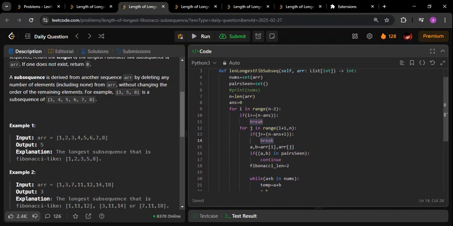But because of this much stuff, we are also increasing the space complexity to O of n square. Previously it was O of n, now it is O of n square. But because of that, we are able to reduce the time complexity from O of n square log n to O of n square. So that was all for this particular video.